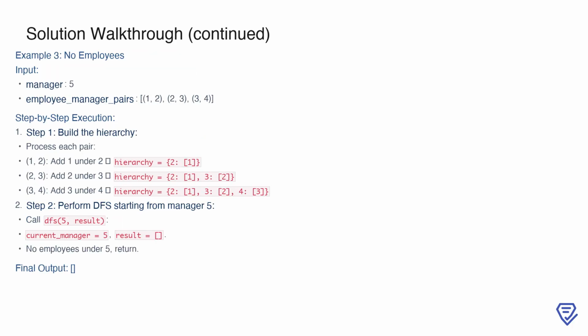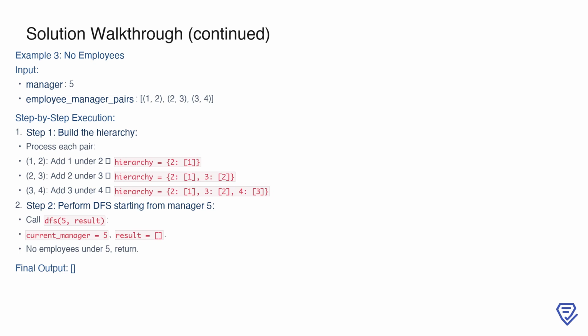In this example, we consider the scenario where the given manager has no employees. The manager is 5, and the employee-manager pairs are 1, 2, 2, 3, and 3, 4. We start by building the hierarchy.